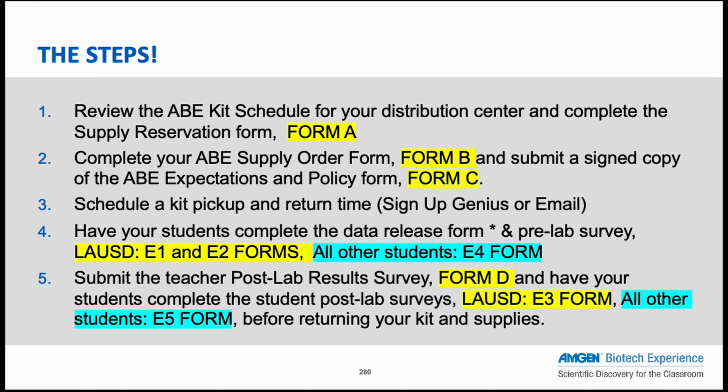Step 5. Submit the teacher post-lab results survey after completing the labs with your students. That would be Form D. And have your students complete the student post-lab surveys. Again, for LAUSD, this would be Form E3, and all other students will fill out Form E5 before returning your kit and supplies. And this would conclude your checkout process.